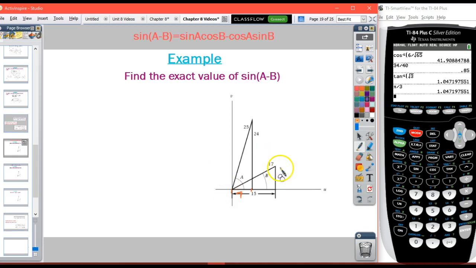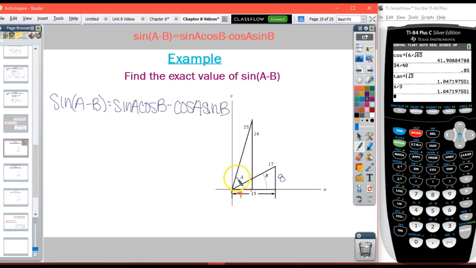Now that we've found all of the side lengths, I need to find the ratio of A minus B. And so we're going to use the formula that I have up here, the sine difference formula. And so to find the sine of A minus B, I know that I need to take the sine of the first angle A times the cosine of the second angle B and subtract cosine of the first angle times sine of the second angle. And so I need to find all of these ratios then to plug in.